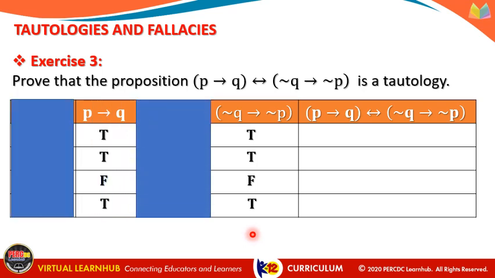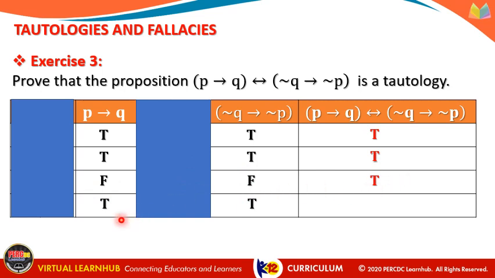All right, let's now go to the last part. Let us get the biconditional of these two propositions. A biconditional proposition is true if both propositions are true or if both propositions are false. True and true will give true. False and false will give true.